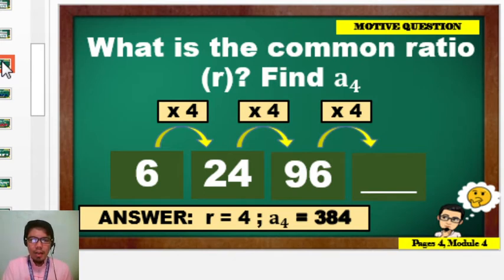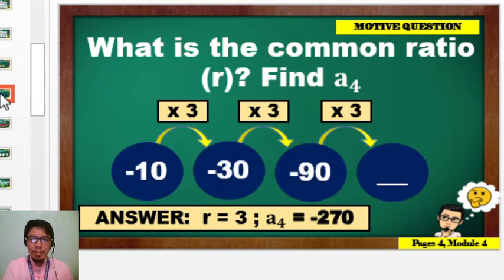So we all know that the common ratio can be found by dividing the second term by the first term. So you have 24 divided by 6, and then 96 divided by 24, so we get 4. So therefore, the common ratio is equal to 4. Now, for a sub 4, all you need to do is to multiply 96 by 4. So 96 times 4 is equal to 384.